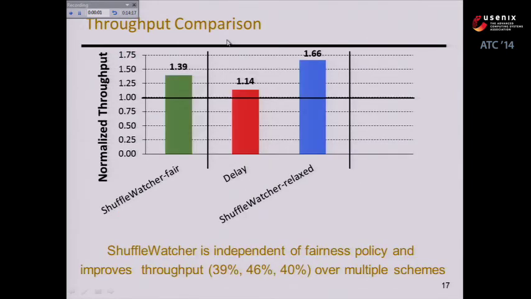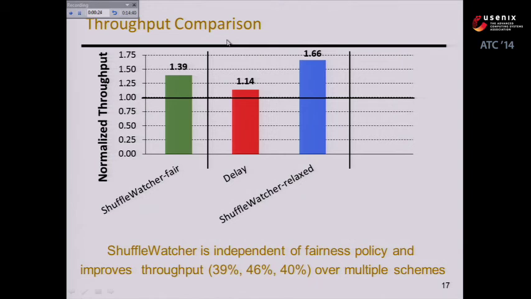So let's first do the throughput comparison against the baseline. On the x-axis, we present different schemes: ShuffleWatcher, Fair, Delay, and ShuffleWatcher Relax. All of these schemes are normalized against the Fair scheduler. On the y-axis, we have normalized throughput, so higher is better in this case.